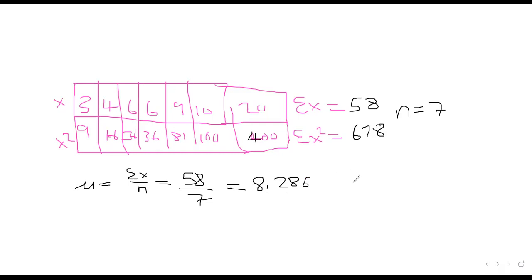And how do we find the variance? Summation of x squared minus summation of x to the power 2 over n, everything over n minus 1.